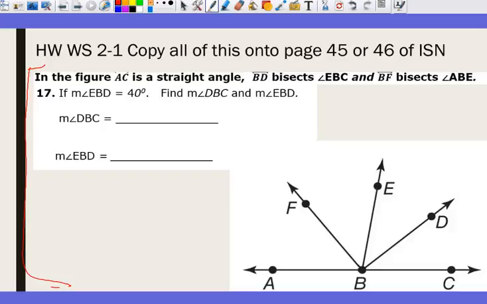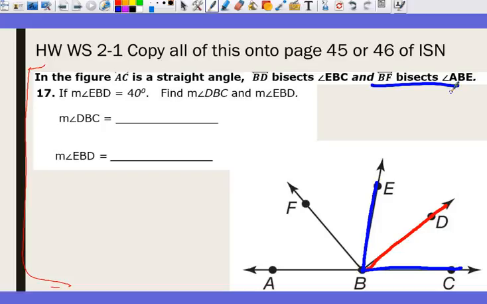So in the figure, AC is a straight angle. That means it's 180 degrees. BD bisects, that means splits this next angle in half. BD splits EBC in half. That's what bisect means. So that means whatever this one is, this one's the same. We got split in half. I'm not going to worry about this part. This is for you guys on your homework.